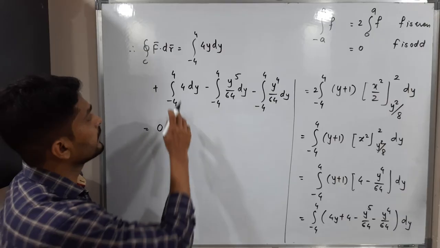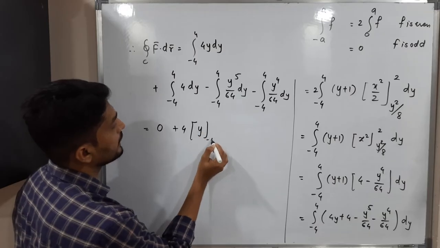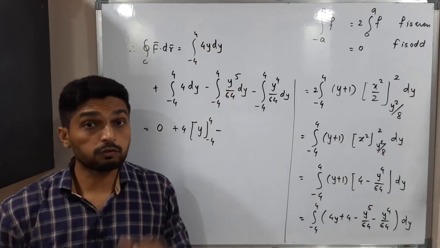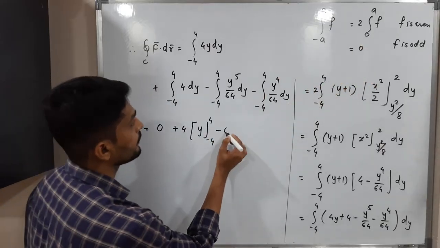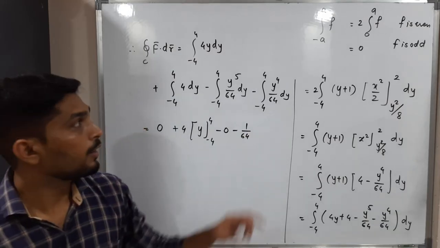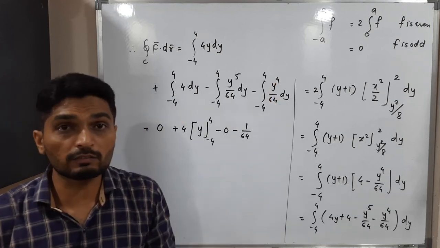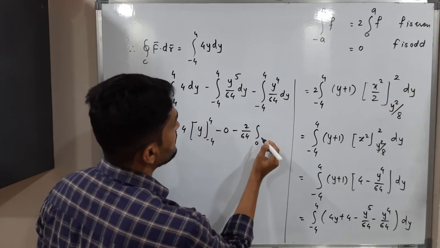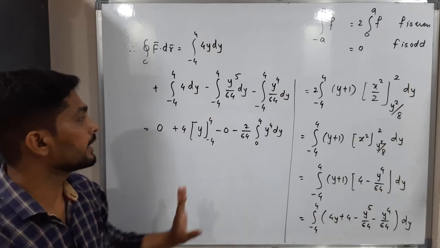Here there is no function in 4, so 4 will come outside, and the integration of dy is y with limits minus 4 to 4. What is the power of y here? 5, which is an odd number, so the function is odd again, and the value of the integration is 0. Minus here 64, let me take 1 by 64 outside. y raised to 4: 4 is an even number, so it's an even function. When we have an even function, we simply write 2 outside and the limits 0 to 4 of y raised to 4 dy.